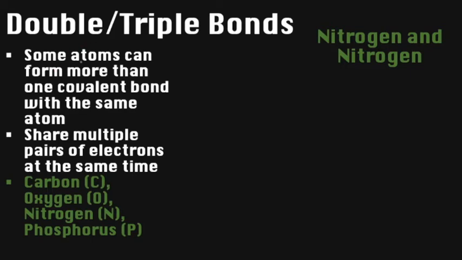Some atoms can form more than 1 covalent bond with the same atom. So what they're doing here is sharing multiple pairs of electrons at the same time. Let's take, for example, nitrogen. If nitrogen were to form a bond with another nitrogen, what would that look like? Well, let's look at nitrogen here. Nitrogen has 1, 2, 3, 4, 5 valence electrons. You know how to find that. And that means it has 3 open spaces. That means it wants to form 3 bonds.